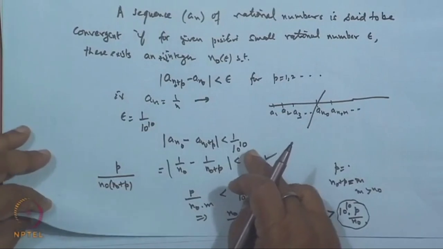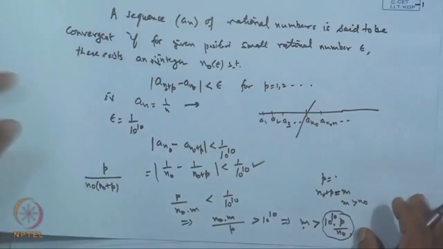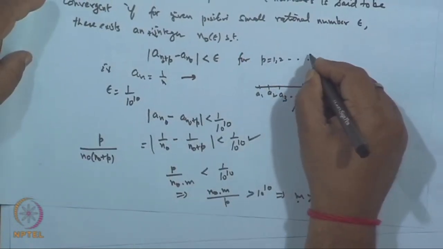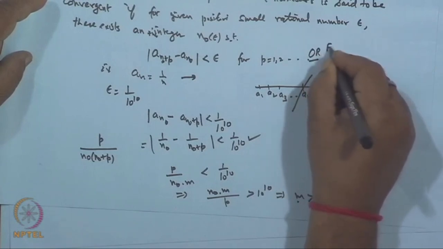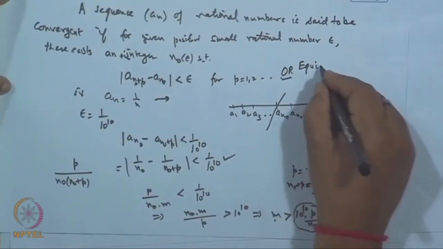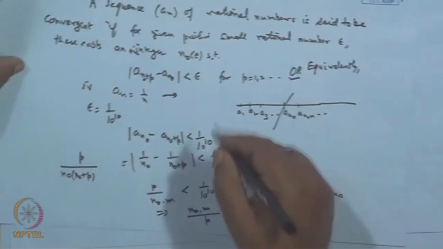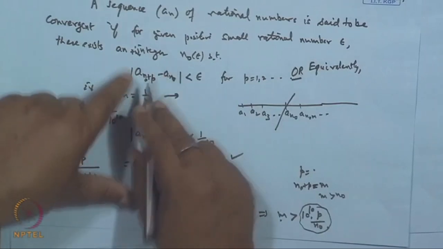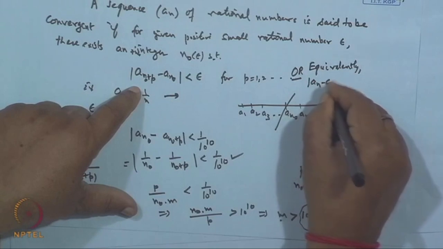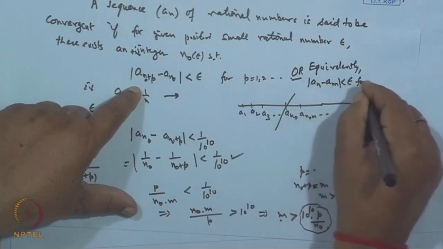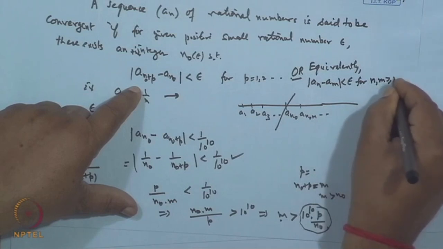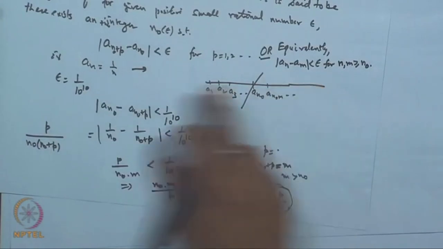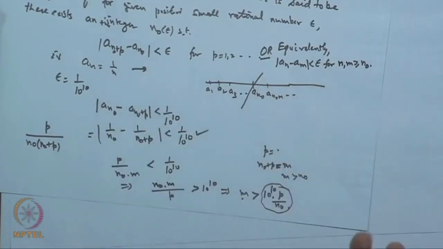This can also be said equivalently: for a given epsilon r greater than 0, one can find an integer n naught such that mod of a n minus a m is less than epsilon r for all n, m greater than or equal to n naught. Both are equivalent. So, either we can use this or we can use that one. So, that was the first.